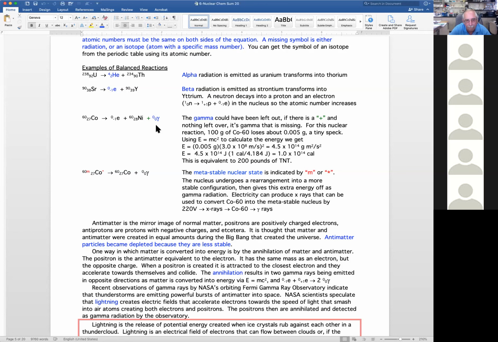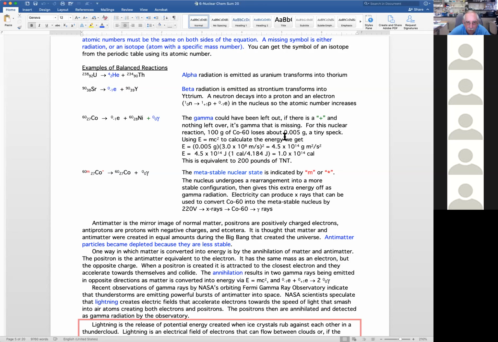Anyway, I looked up this reaction, and this is what I found. If you had 100 grams of cobalt-60 and it decayed by giving off this beta radiation and gamma radiation, generally it would lose about 0.005 grams of mass. This is a tiny speck. If I told you, look, in the test tube, here's 0.005 grams, you wouldn't even be able to find it, maybe with a magnifying glass.